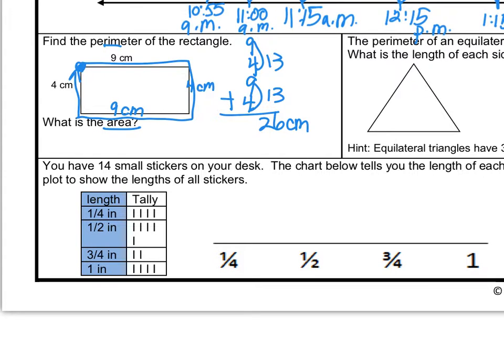But now we're going to do area. Area equals length times width. Let me go up here and label this P equals for perimeter. So length times width, we know we've got 9 times 4. That would equal 36, and we're going to do centimeters squared because area is measured in squares.